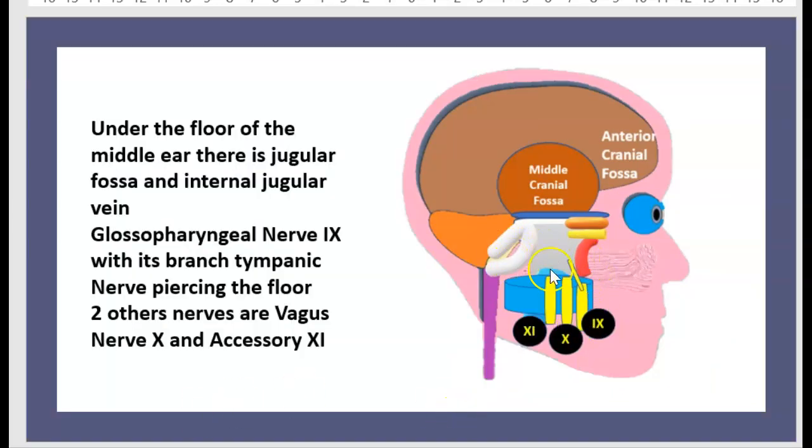Under the floor of the middle ear there is a jugular fossa and internal jugular vein. 3 main nerves: the glossopharyngeal 9, with its tympanic branch, the vagus nerve 10, and the accessory 11.